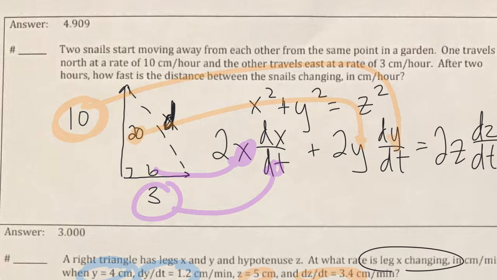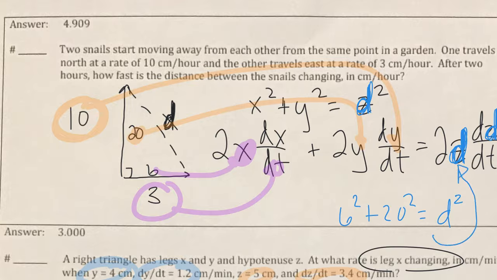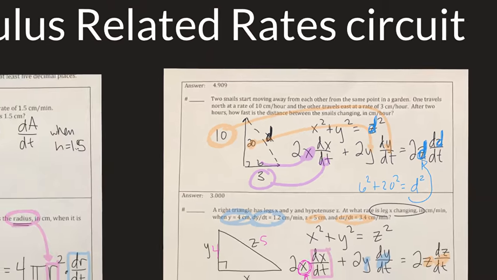So we can once again use a little Pythagorean theorem. 6 squared plus 20 squared equals d squared. Why did I put z? I don't even know. Z was the last one. I meant d, right? The distance, the hypotenuse. I guess it doesn't really matter, does it? Whatever you called it, keep calling it the same thing. So we can figure out what d is, and then you can solve for the rate at which that is changing.